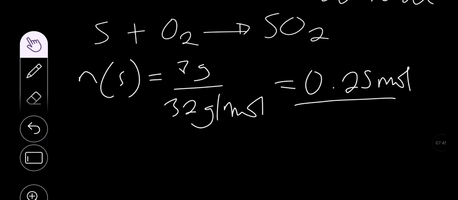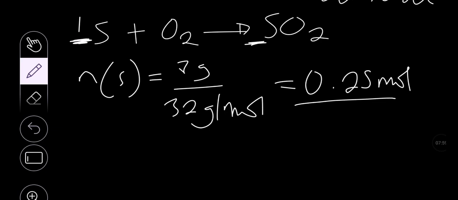How are we going to know this? From the balanced chemical equation, we know. Or else you can just see here. Look at this. The coefficient of sulfur is just 1, and therefore the coefficient of sulfur dioxide is also just 1. So there is a 1-to-1 relationship there. Therefore this implies that 1 mole of sulfur is burnt in 1 mole of oxygen gas, giving us 1 mole of sulfur dioxide.